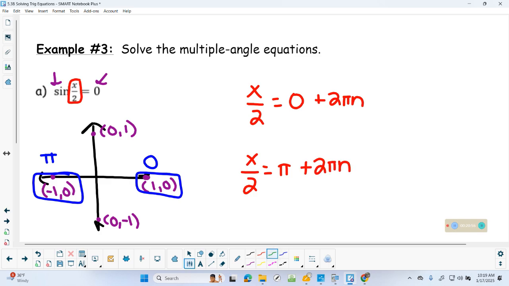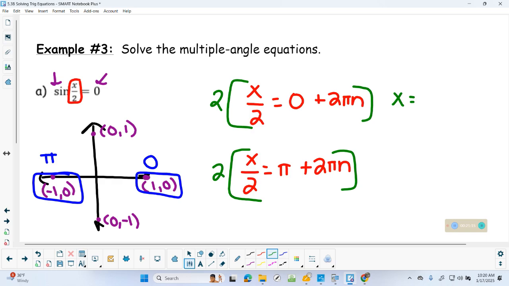Now here's your extra exciting piece of work. If you're going to get x alone, how do you get rid of over 2? So I'm going to just go through and multiply everything by 2, and then I shall list those answers. Okay, 2's cancel. I got my x equals, I don't know, 0 times 2 is what? 0. Is that worth me writing? I don't really feel like it is. Okay, 2 times 2 pi n is 4 pi n.